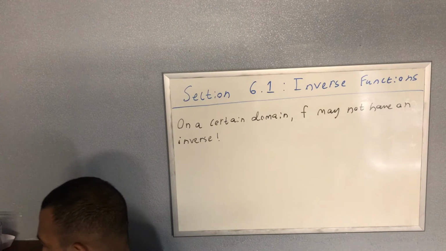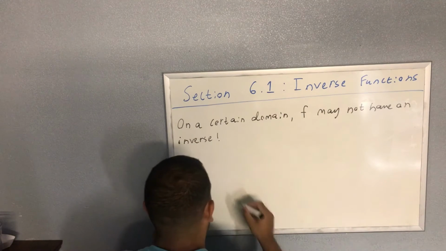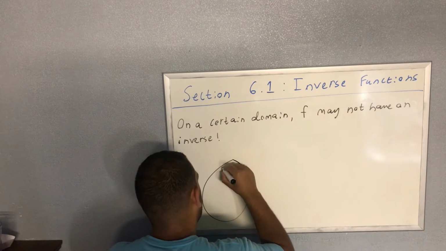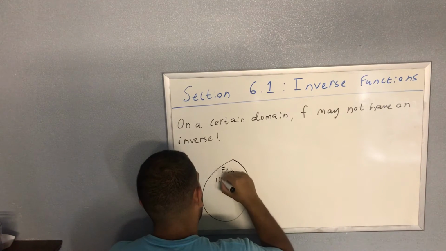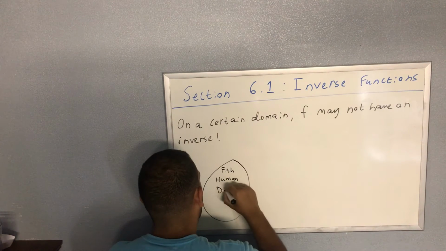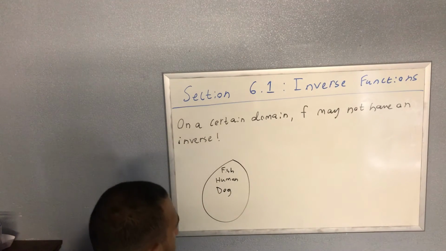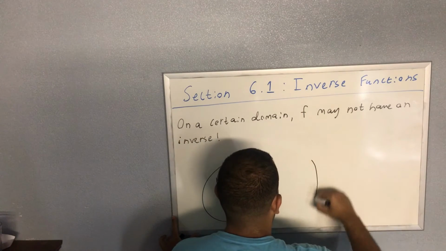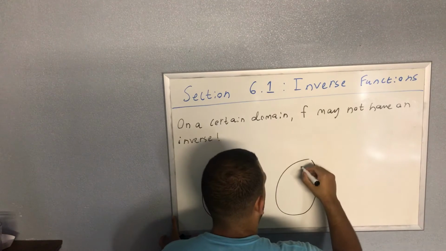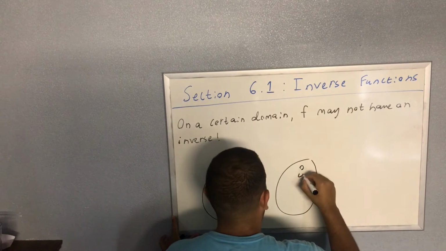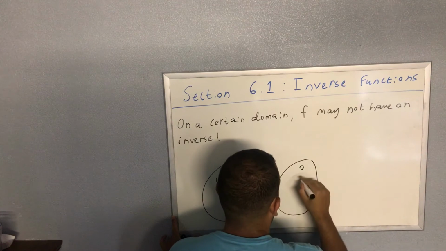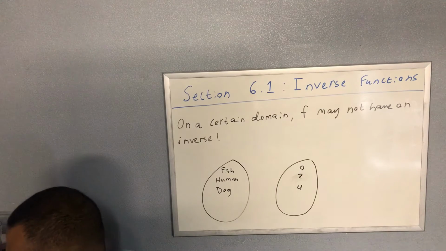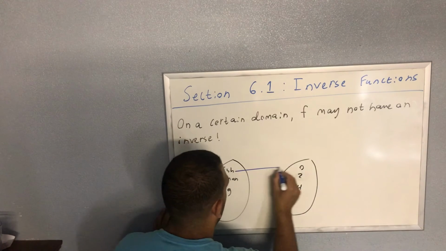So let's go back to the first example we were talking about. Notice the domain that we originally started with was fish, human, and dog, right? Let's see if the inverse function makes sense in this case. And then this was 0, 2, 4. Okay. So L took us here.